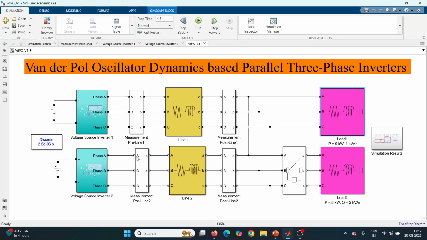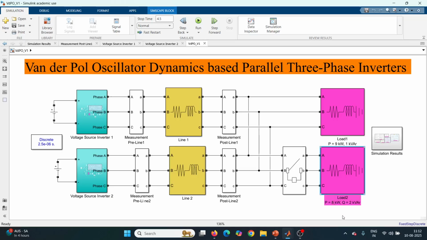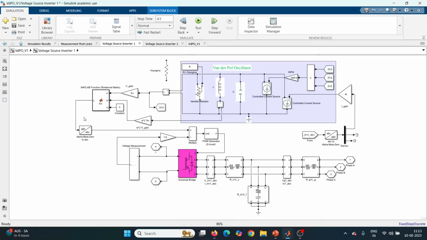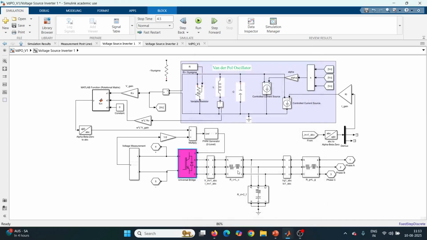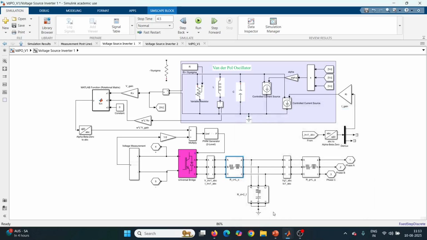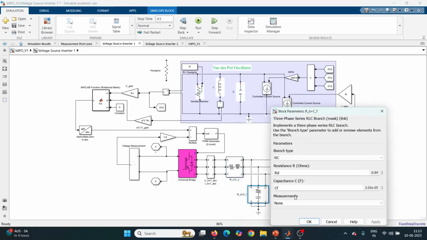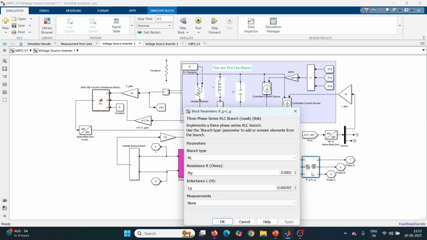So let us go inside this voltage source inverter 1. So we have this universal bridge. All the parameters are set as default, and we have this LCL filter whose parameters are set as RC, LC, this converter side inductance and resistance, and then we have the damping resistor and capacitance, and then we have grid side inductance and resistance.